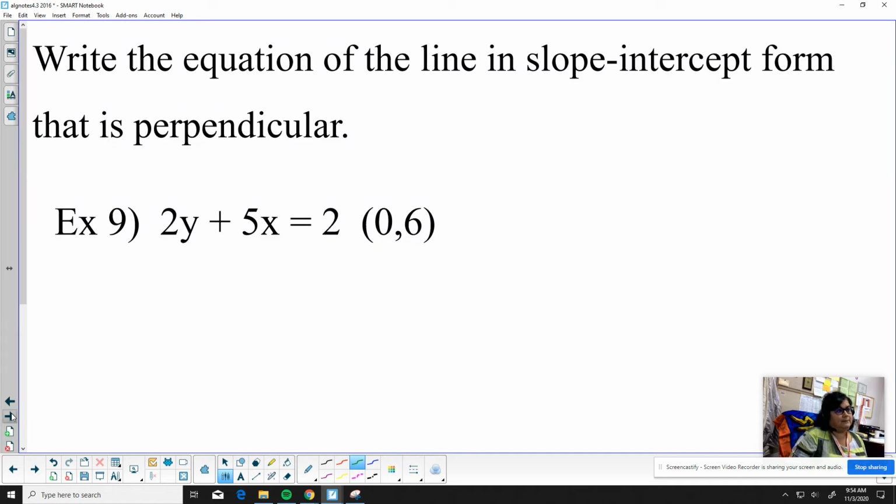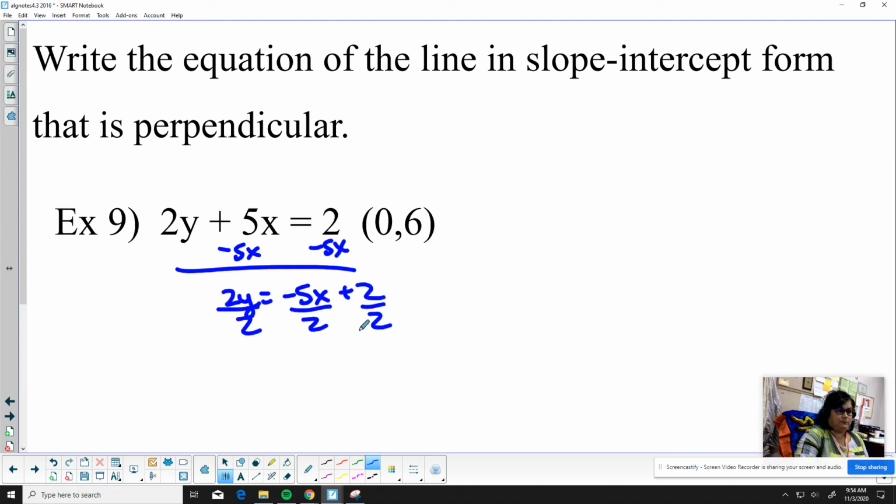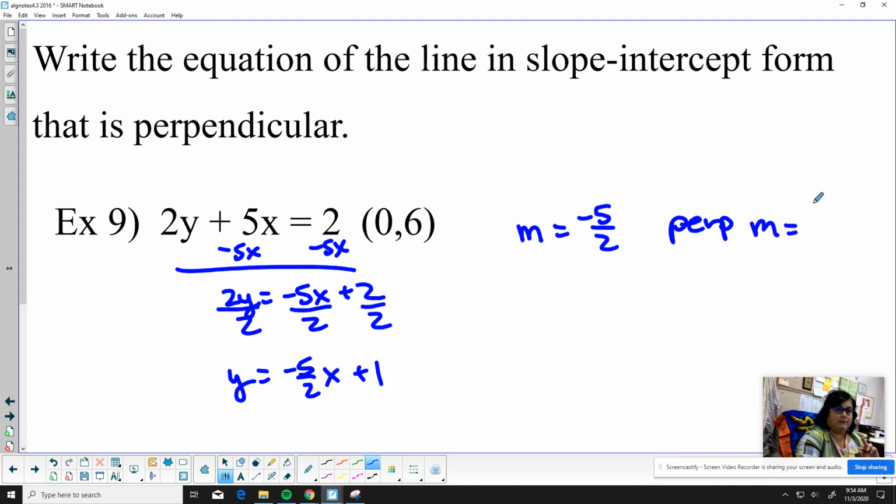All right. Well, let's do this one. So we need a slope so that we can flip it and change the sign. So we're going to subtract 5x. And we're going to divide by 2. So that's -5/2 x plus 1. So my slope here is -5/2, which means the perpendicular slope, if I switch it and change the sign, is 2/5.